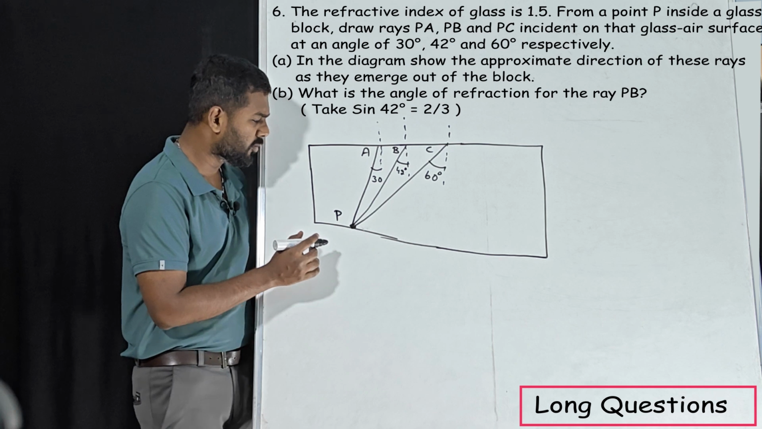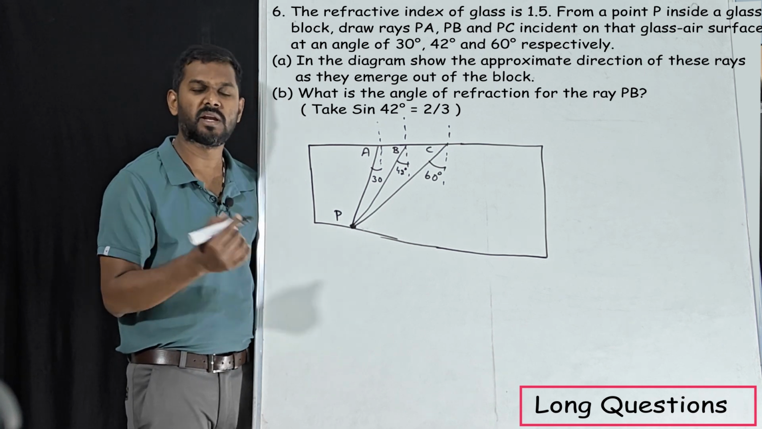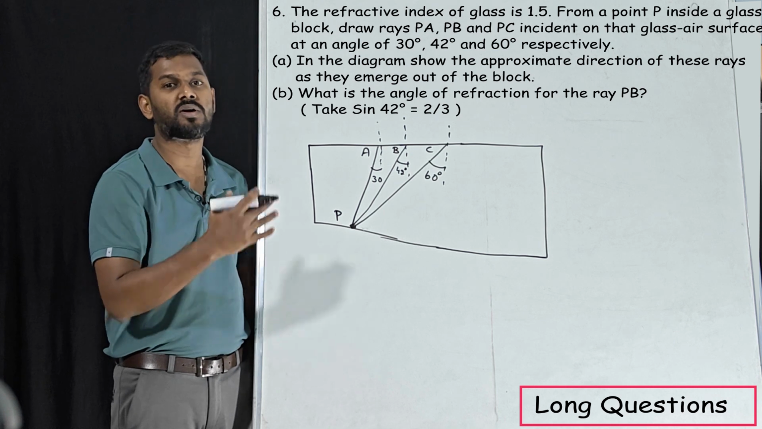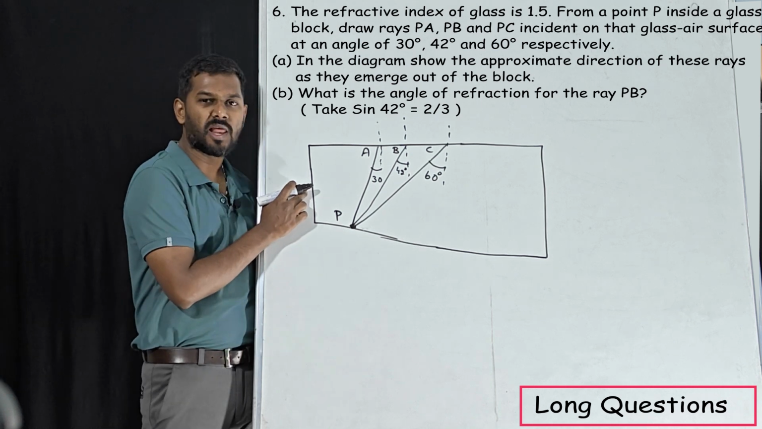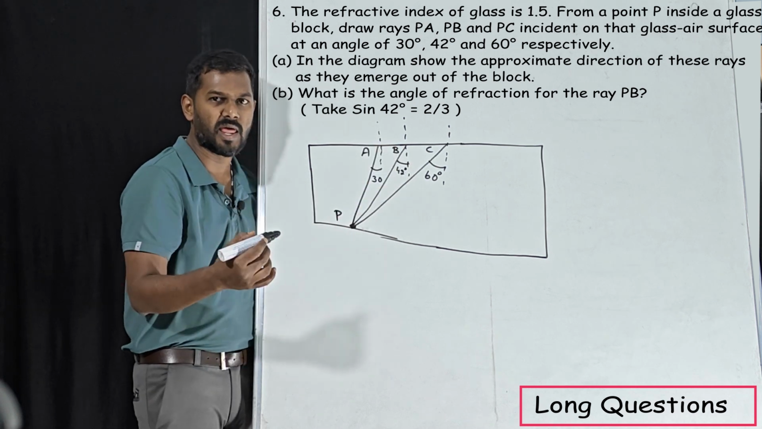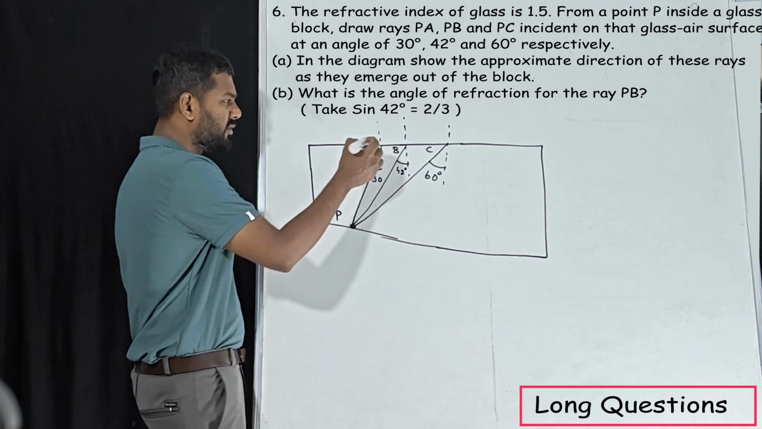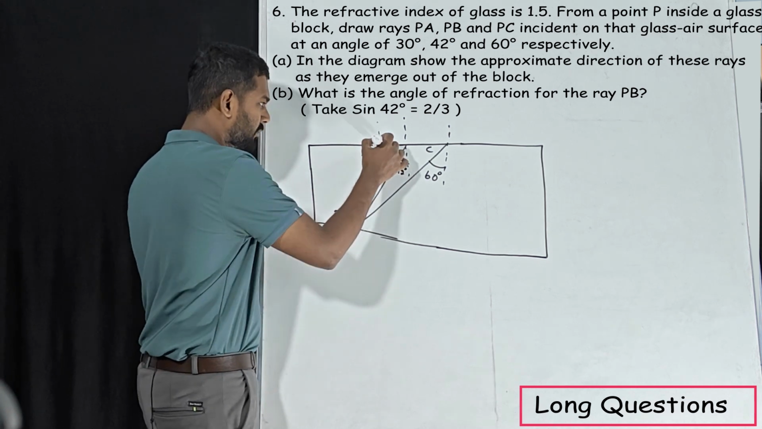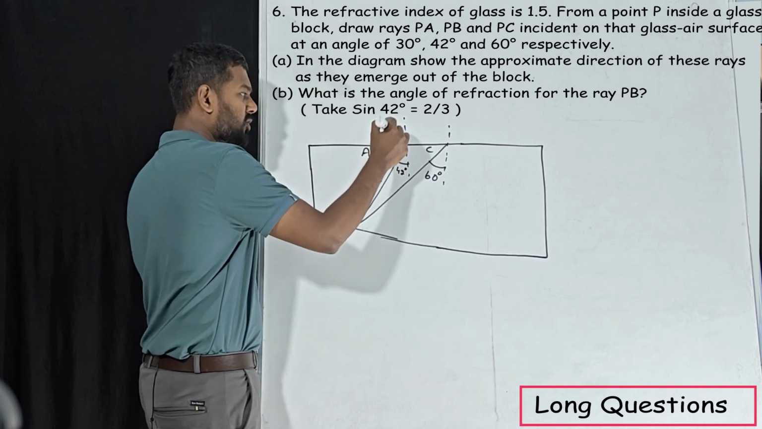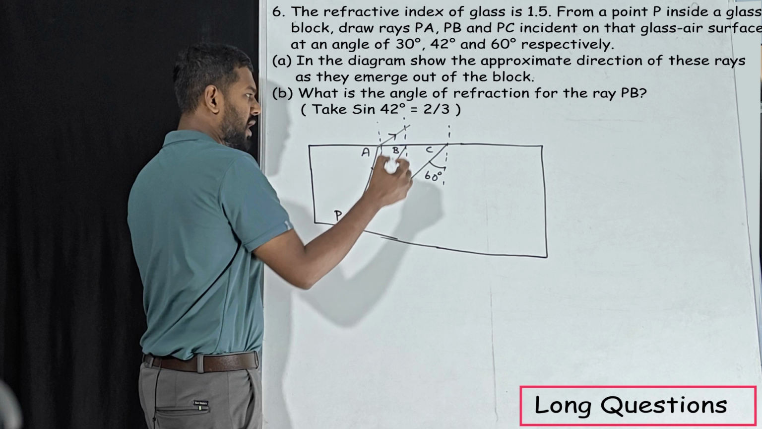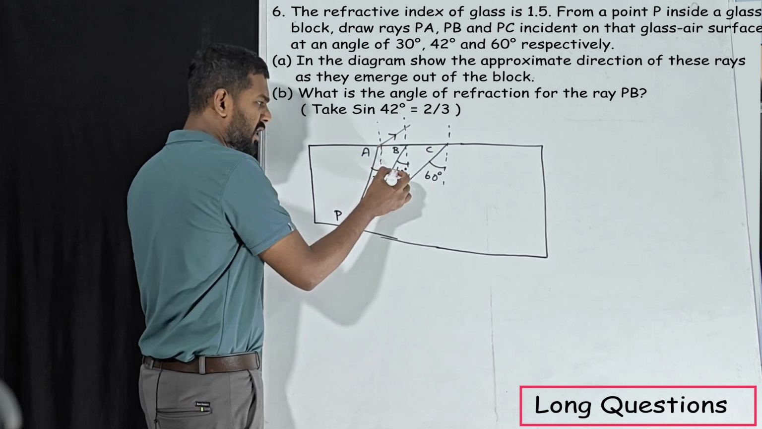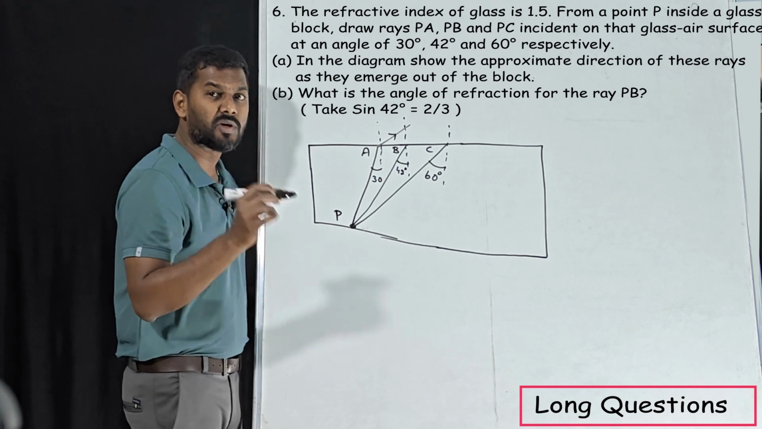Listen, we know what the critical angle for glass is. That is what we have learnt in the concept video. That is why I always suggest watch the concept video first. Critical angle for glass is 42 degree. First we'll go for this one. For 30 degree, it is going from denser to rarer, so it goes away from the normal. Next, this one, angle of incidence is 42, that is equal to the critical angle.